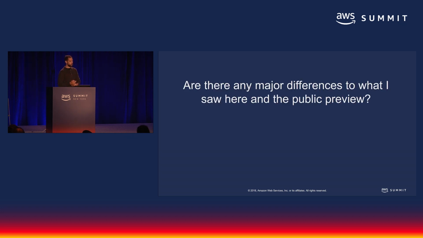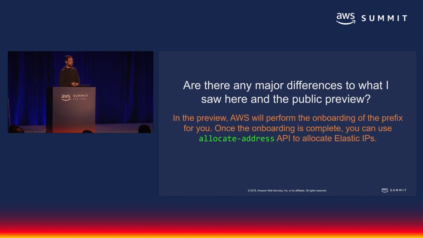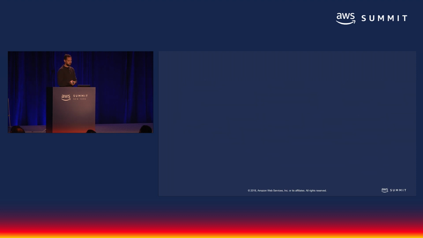Are there any major differences to what I saw here and the public preview? Well, in the preview, you actually have the ability to allocate addresses. Now, with the provisioning stage, we've actually got a bunch of our account teams that would work with you to do the provisioning of the addresses. It is a public preview, and you can bring those IPs to AWS, but we'd have someone from AWS working with you to do the actual provisioning itself. But once you do have that pool of addresses there and available, you can then go in and use the allocate and deallocate addresses, etc., to create Elastic IPs and that sort of thing.